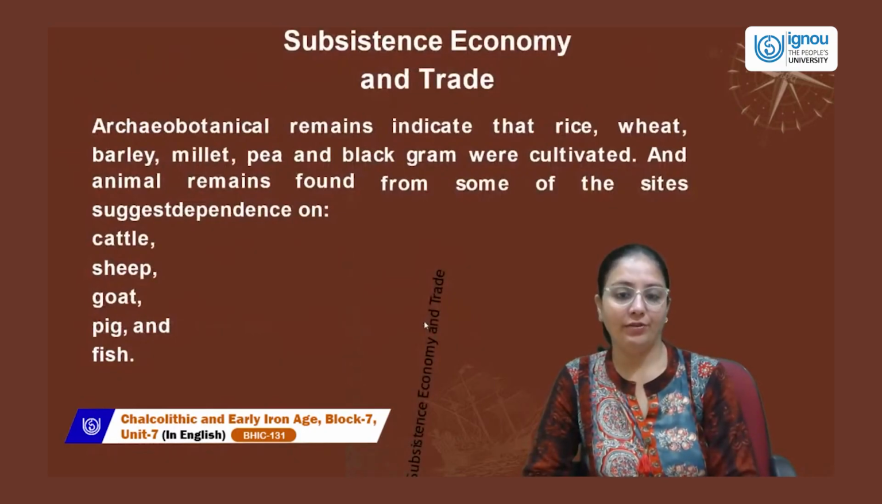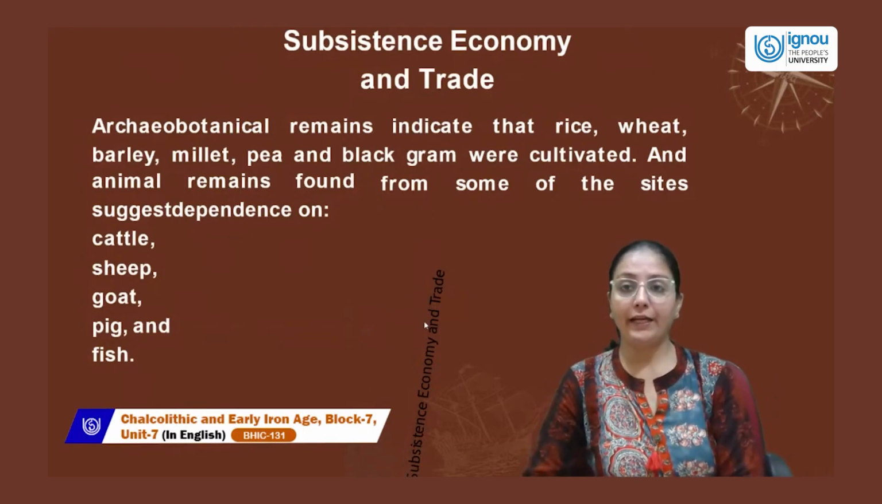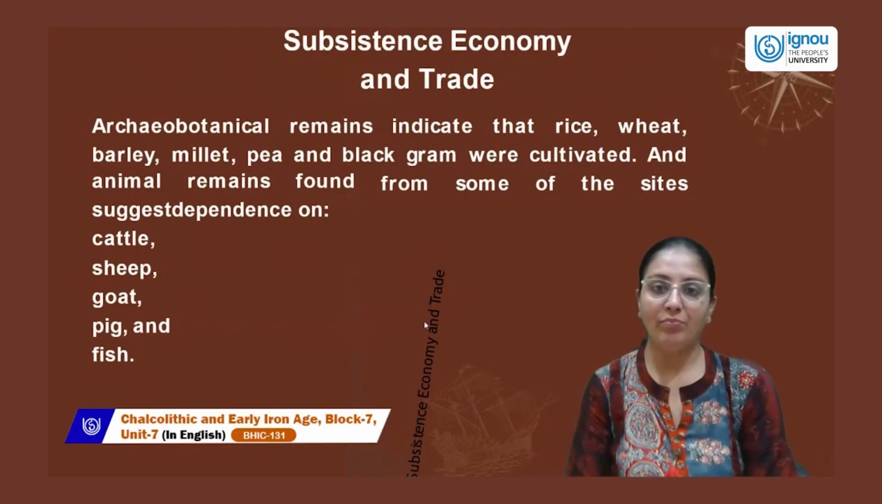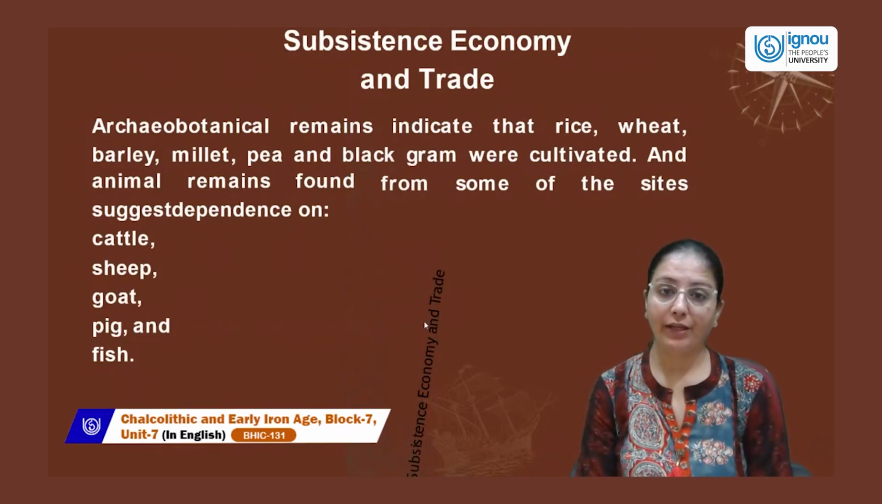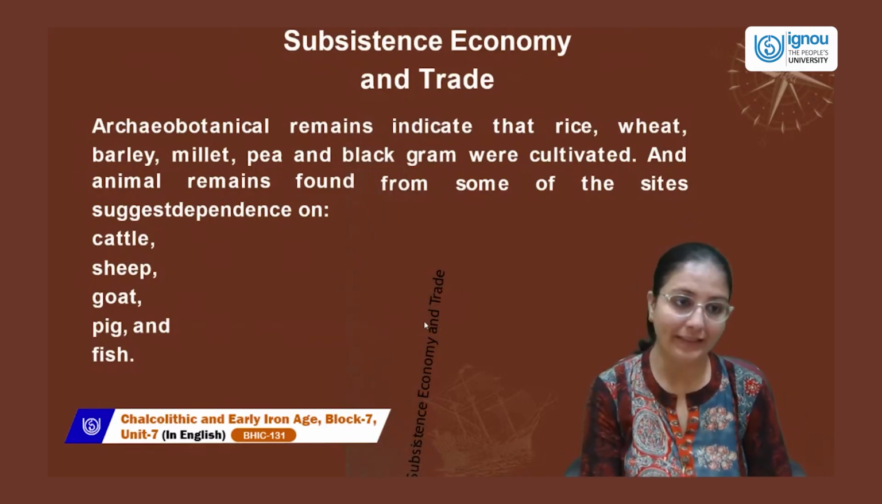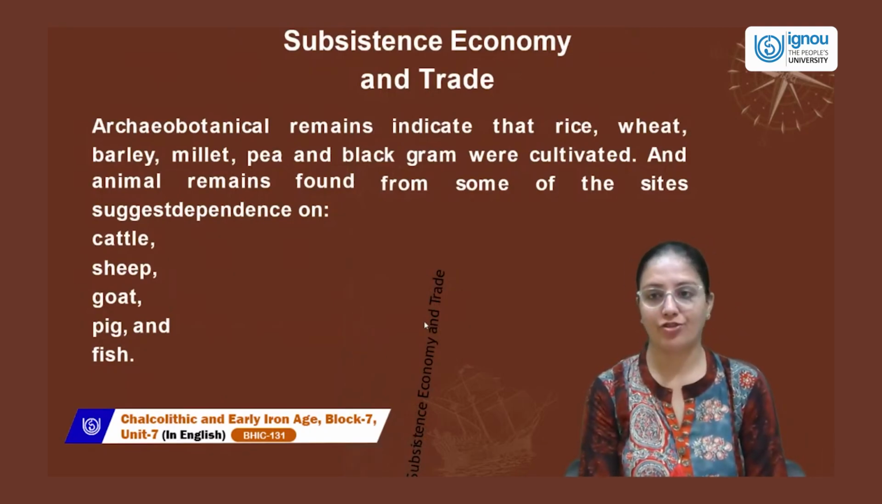Subsistence, economy and trade. How did they subsist? Archaeological remains indicate that rice, wheat, barley, millet, pea and black gram were cultivated especially. Animal remains found from some of the sites suggest dependence on cattle, sheep, goat, pig and fish.